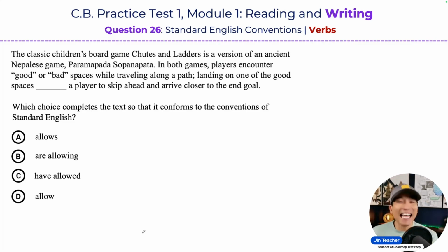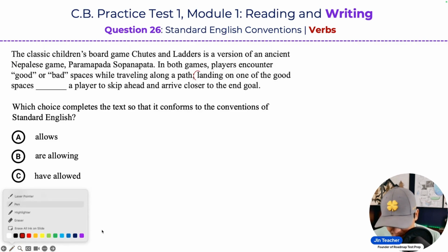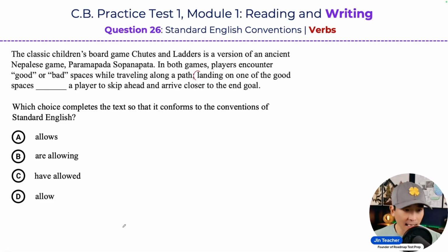So if we take a look at the last sentence here, the one after the semicolon, it says, "Landing on one of the good spaces allows a player to skip ahead and arrive closer to the end goal." So in this case, let me ask you guys the question, because we practiced this a couple of times. What is the complete subject? Pause the video and identify that now. Okay, the complete subject in this sentence is "landing on one of the good spaces." That is your entire subject, okay?